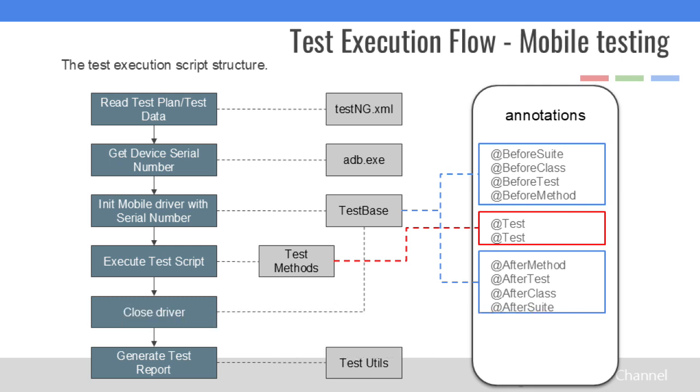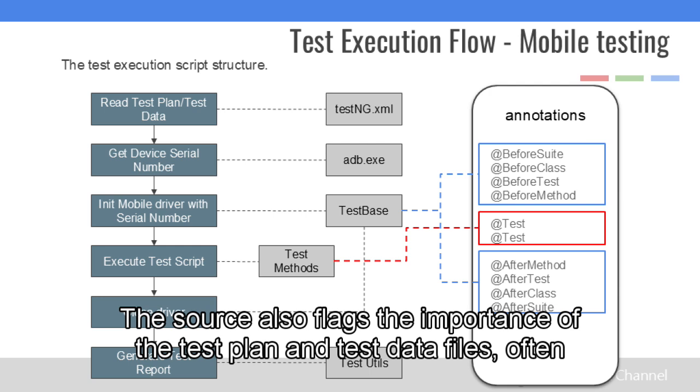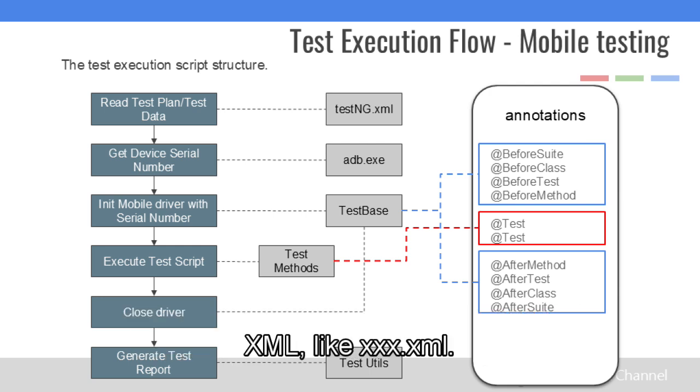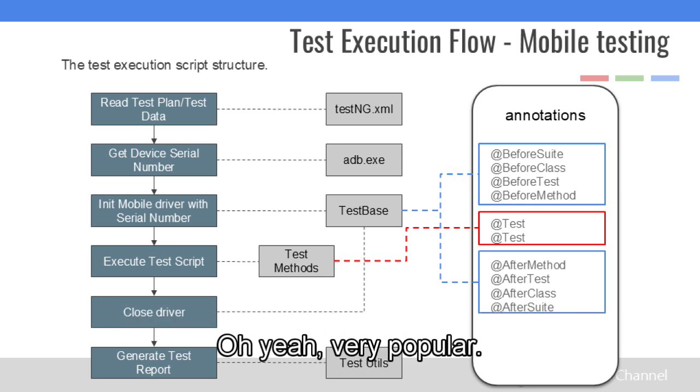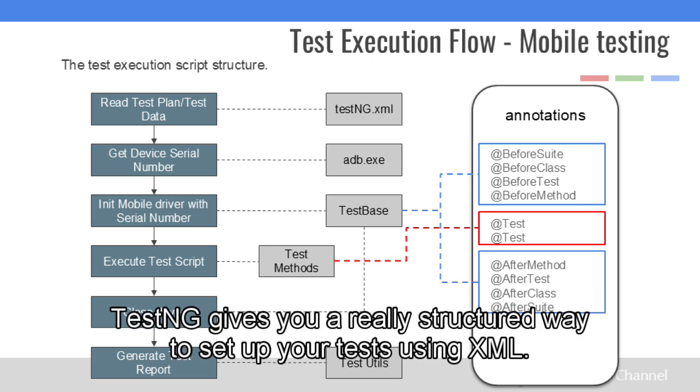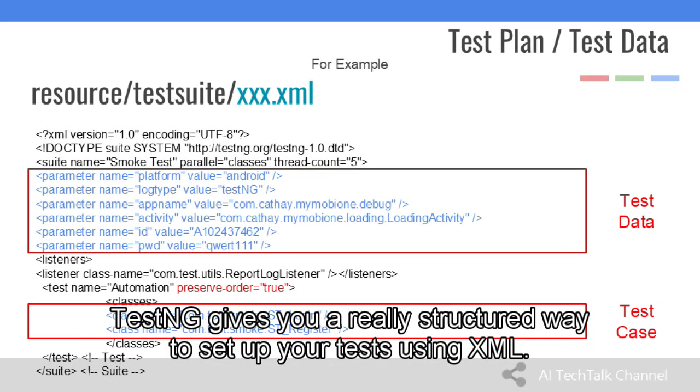Wow, okay, so there are quite a few layers involved, from the high-level plan down to device tools like adb. The source also flags the importance of the test plan and test data files, often XML, like xxx.xml. Let's look at that testNG example they give. testNG is pretty common in the Java world, right? Oh yeah, very popular. testNG gives you a really structured way to set up your tests using XML.